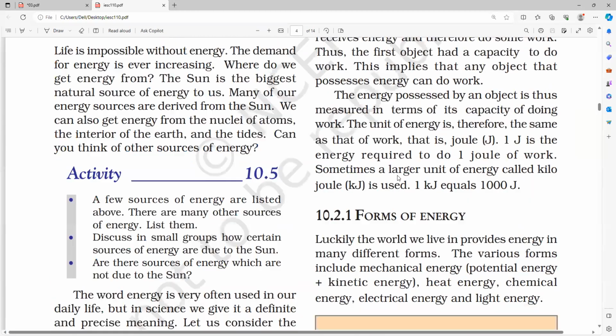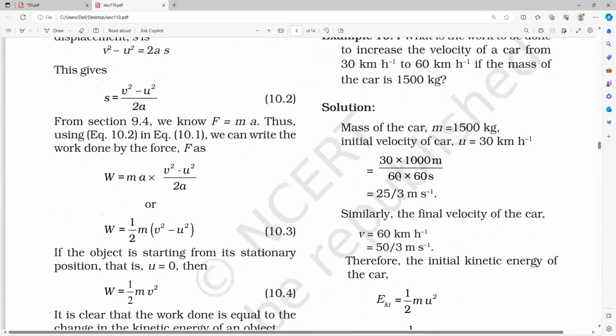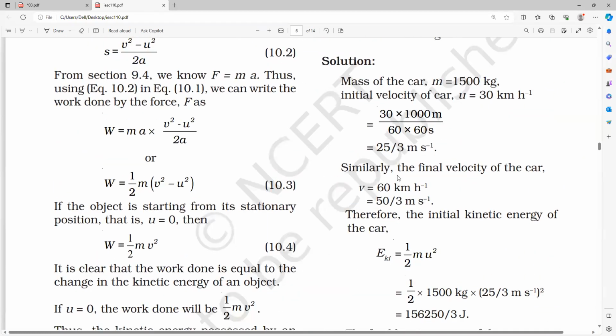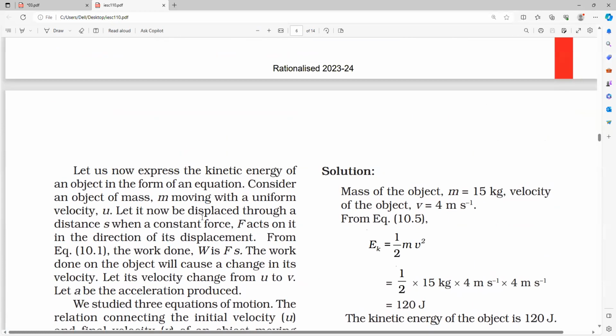So, the kinetic energy derivation. I think it comes here. The book is considering initial velocity is 0. So let us now express the kinetic energy of an object in the form of an equation. Consider an object of mass m moving with a uniform velocity u. Let it now be displaced through a distance s when a constant force acts on it in the direction of its displacement.